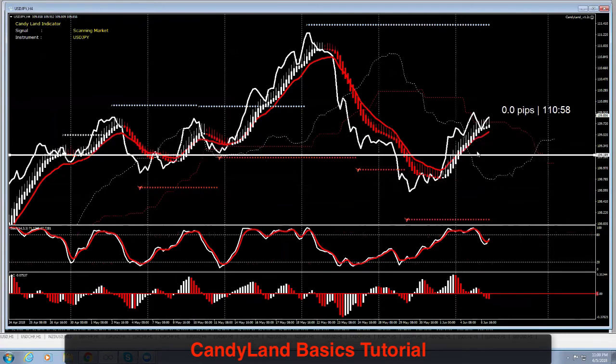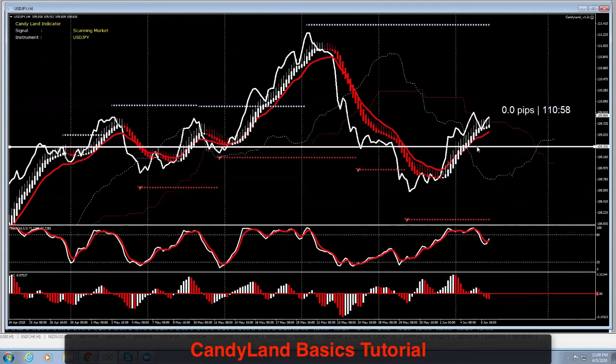All flat surfaces are major resistance levels. Look at this flat surface right here, and look what happened here, right there at the resistance level. I'm just writing down some stuff here.